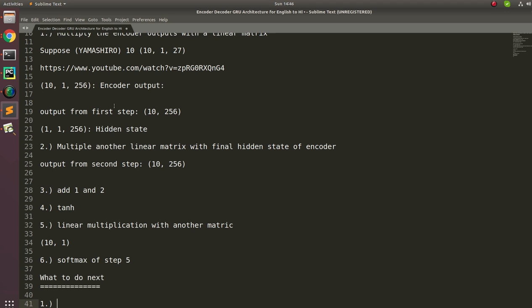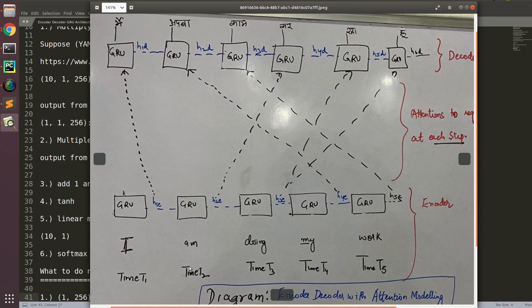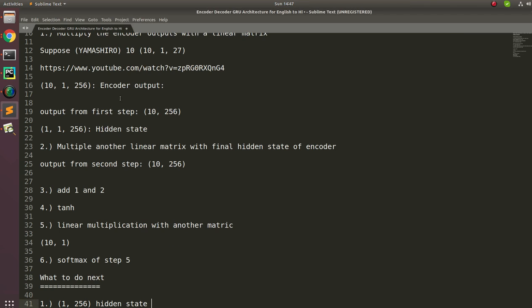So what shape will we get? The shape that we will get is 1 comma 256. This is the hidden state from the encoder, which will be given to a particular decoder input at any particular time step. For example, if I want to predict the word मैं, only the encoder state for it will be input along with the decoder input.